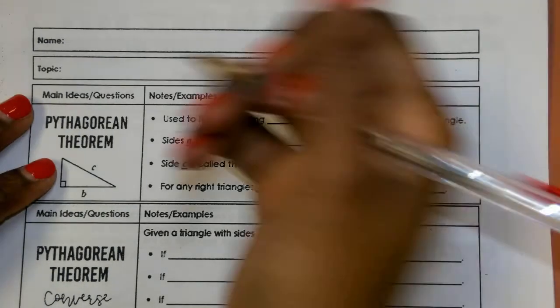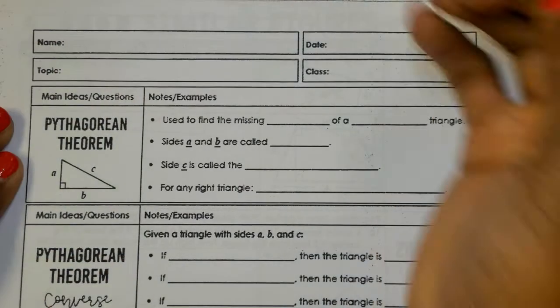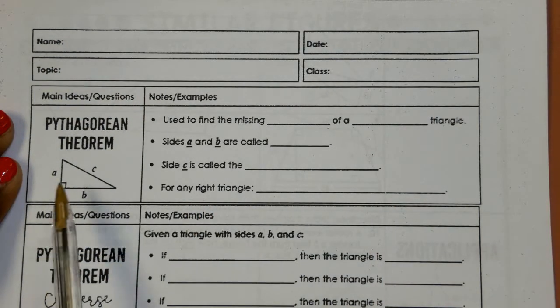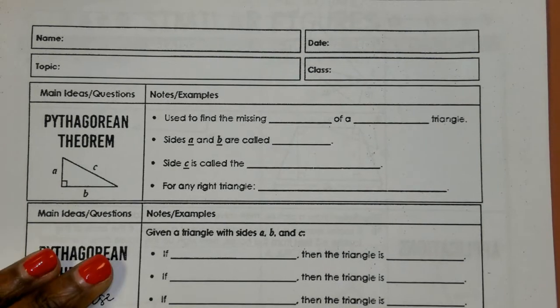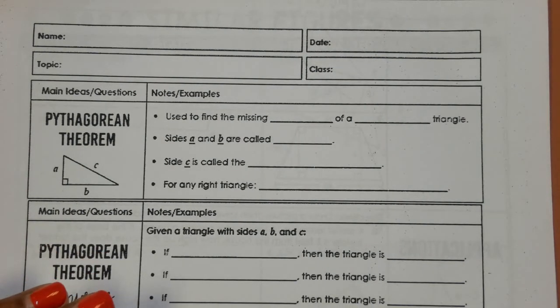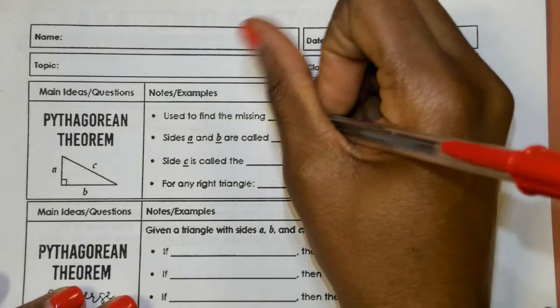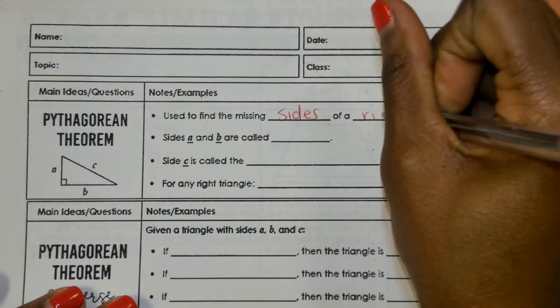Okay, so this is a video for Pythagorean Theorem. If you know two sides and you're trying to find the third side of a right triangle, then this is when you would use this first topic. It's used to find the missing sides of a right triangle.